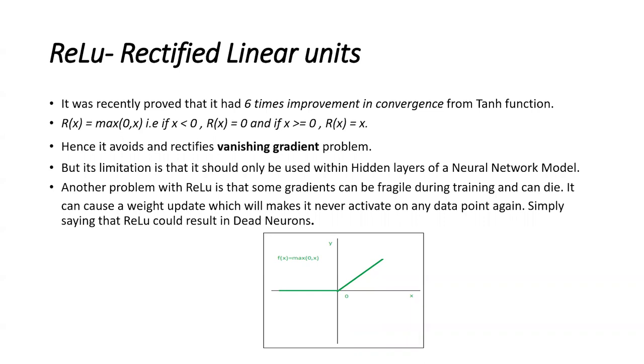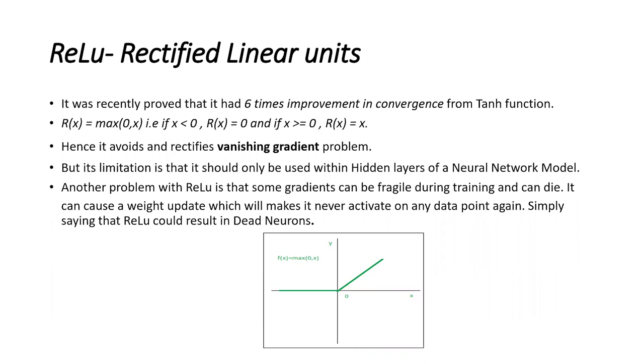So it hence avoids and rectifies the vanishing gradient problem, because now all of your points will be converged towards 0. So any information, if it is lost, will be 0, so you don't have to worry about it. But its limitation is that it should only be used within hidden layers of the neural network model. Another problem with leaky ReLU is that some gradients can be fragile during training and can die. It can cause a weight update which will make it never activate on any data point again, simply saying that ReLU could result in dead neurons.